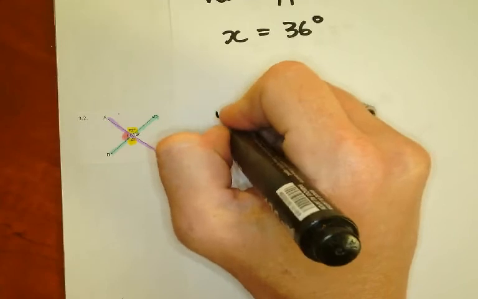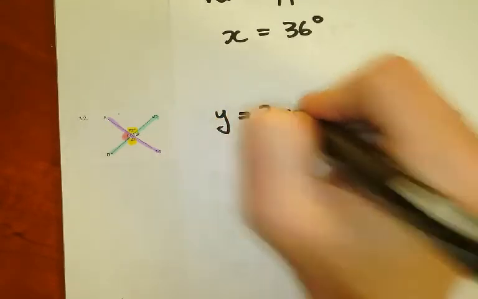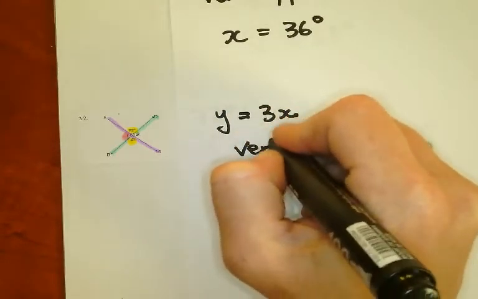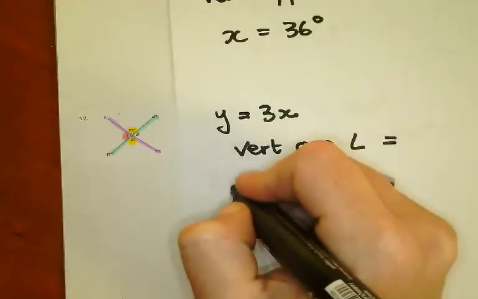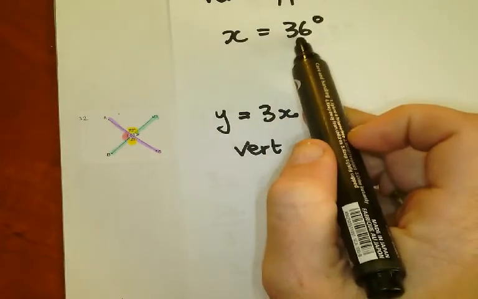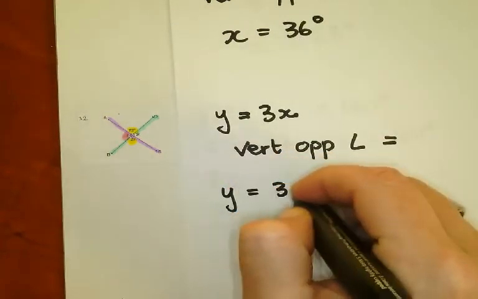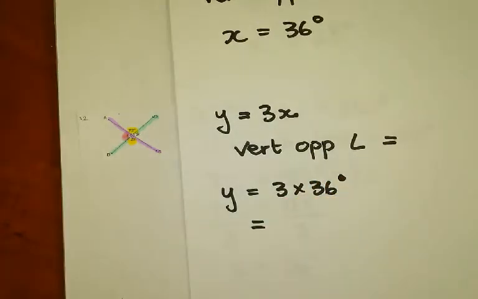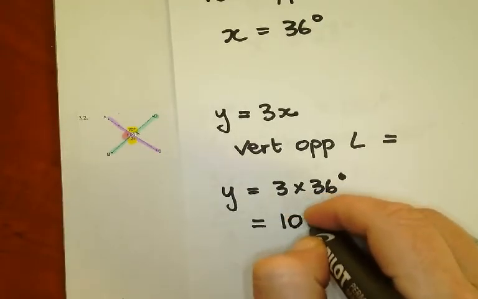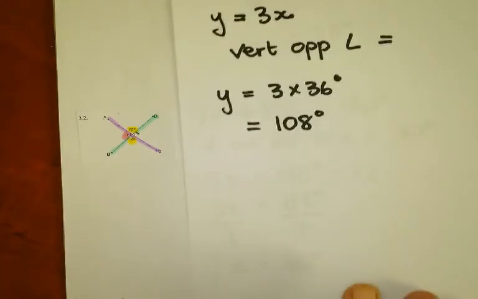So the first one, y equals 3x. Why? They are vertically opposite angles. Right, now I've already calculated x as 36, so I'm going to say y equals 3 times 36, and seeing as it is 5 o'clock in the morning, I'm actually going to pull a calculator out and calculate this, and I get 108 degrees.